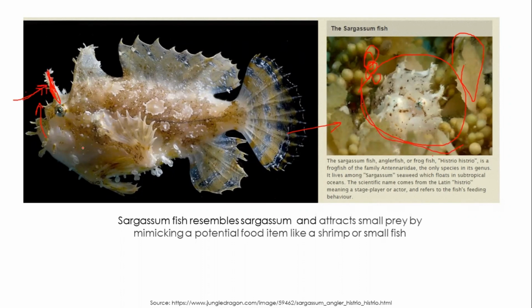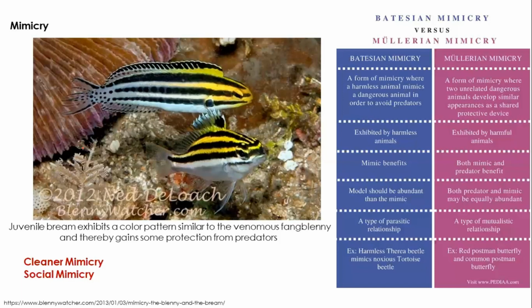I hope that's a good example to understand the adaptation, that predator avoidance. The third one is mimicry. If you follow ecology, then you may be seeing a lot of this mimicry in the butterflies. However, in the marine environment also, you can see examples of Batesian mimicry and Mullerian mimicry. First, let us understand what Batesian and Mullerian mimicry are.